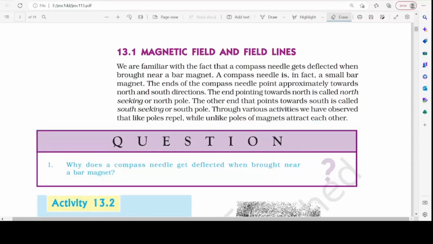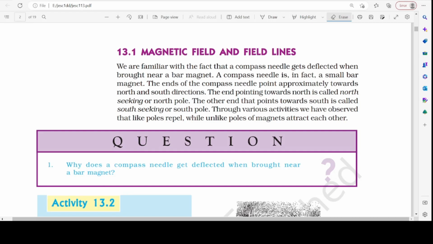Now coming to our next topic, that is magnetic field and magnetic field lines. Magnetic field is a vector that is defined by an influence over electric current or moving electric charges. As we know, magnetic field is produced by the electric current. Whenever there is a flow of electric current, a magnetic field would be produced.